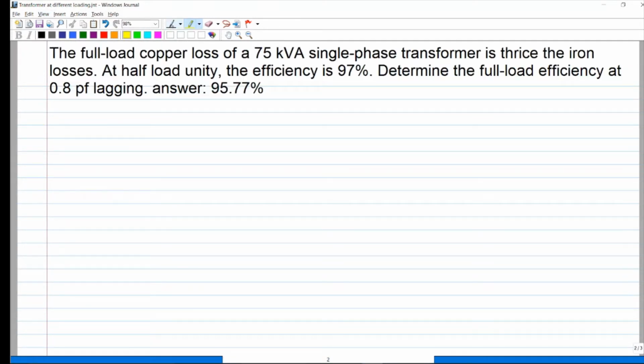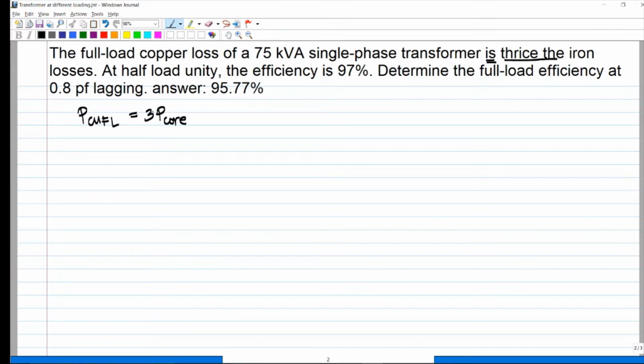Number 2. The full load copper loss of a 75 kVA single-phase transformer is thrice the iron losses. From the first sentence, meron binigay dito na relation. Yung P copper daw natin at full load, that is the full load copper loss, is thrice the iron loss. So, equal daw yan sa tatlong beses ng P core natin or nung iron loss natin. At half load unity, the efficiency is 97%. Determine the full load efficiency at 0.8 power factor lagging.